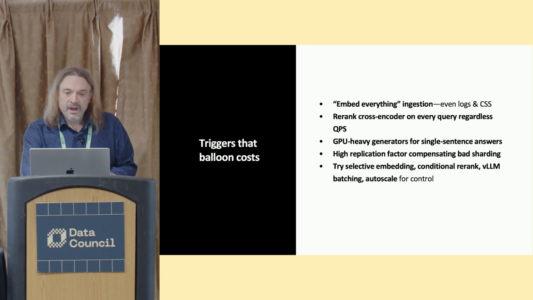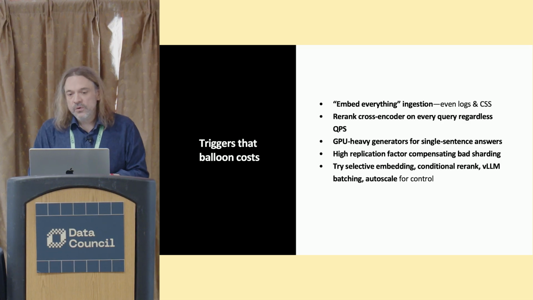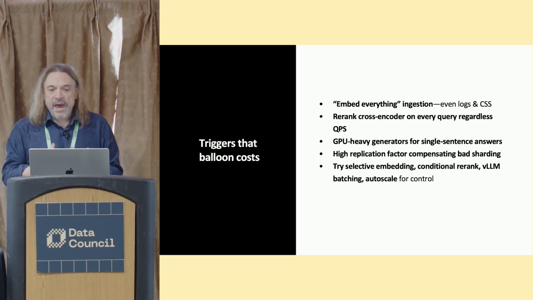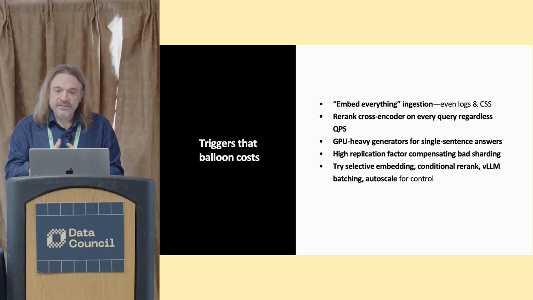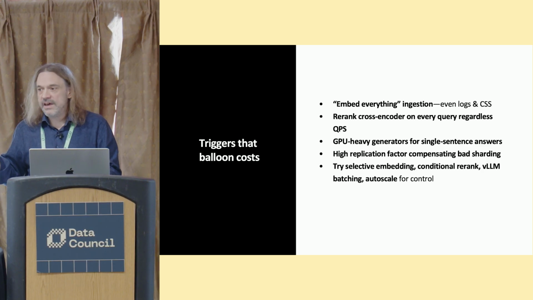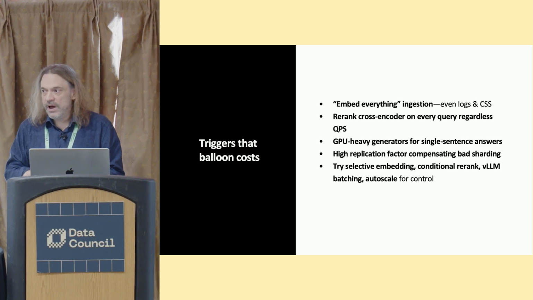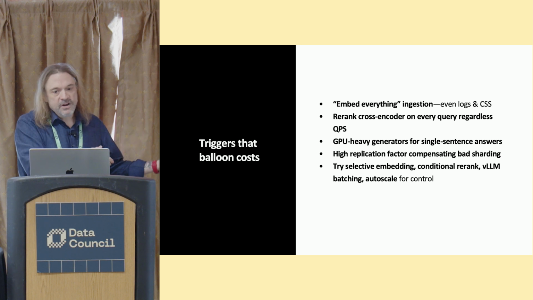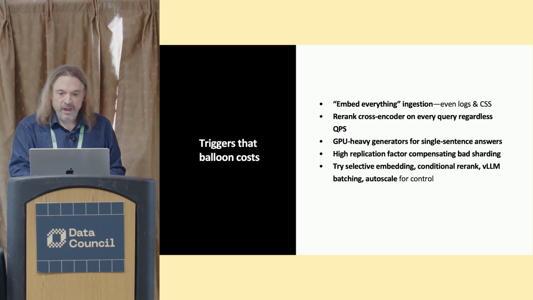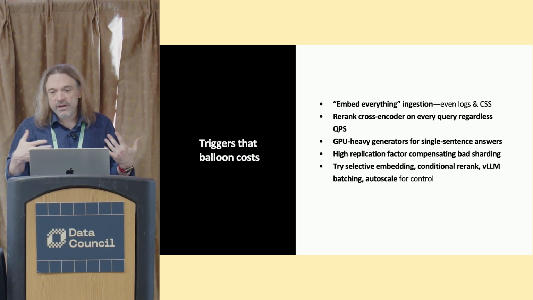And triggers that balloon costs. If you're embedding everything and ingesting it, even logs and CSS, your storage costs are going to balloon up. You have lots more vectors. It makes it harder to find the similar things. Re-ranking with a cross-encoder on every query, regardless of queries per second, can slow things down.